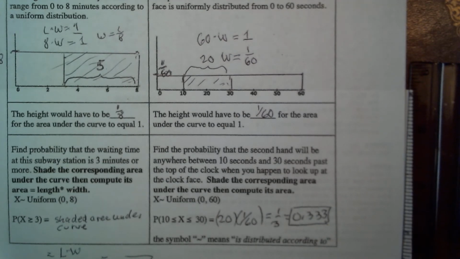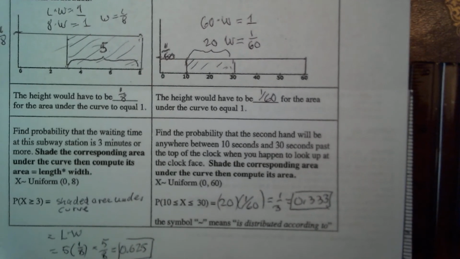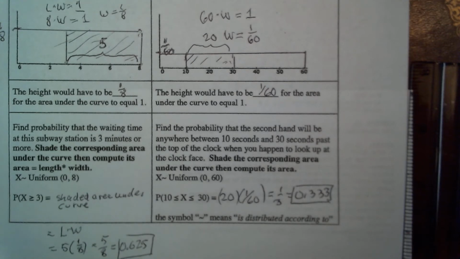So as you can see, computing the probability for a uniform distribution is really pretty straightforward. So here you have two examples that show you exactly how to do it.